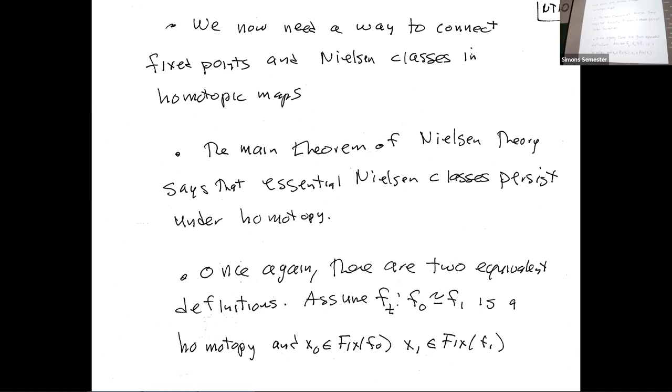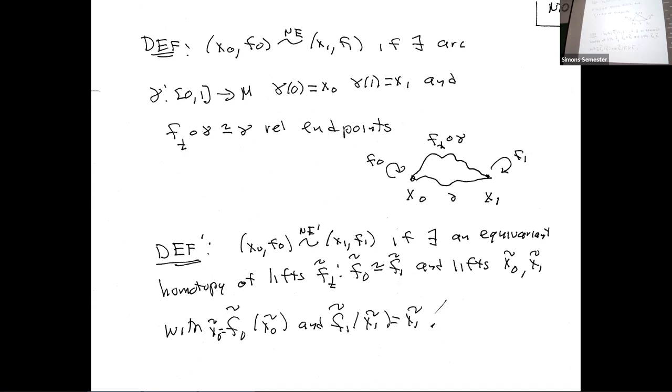Once again, there are two equivalent definitions, one taking place with arcs and the other taking place in the universal cover. The first definition is similar to the arc definition. We have a pair of fixed points, we have an arc between them, and now we act not by F, but rather by the homotopy. At each point you have a different t, and that gives rise to F_t composed with gamma, but F_1 at this end fixes it, F_0 at this end fixes it. So they're Nielsen equivalent for homotopic maps.